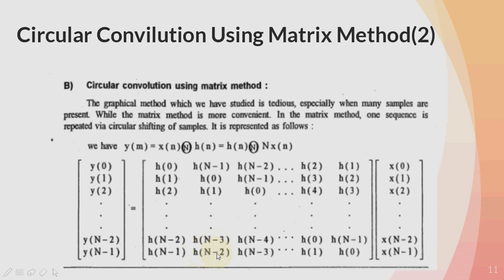Again h of n minus 2 is shifted to the third column top. So the previous column is as it is. Next h of n minus 3 is shifted to the next column and so on. This shifting continues until your original sequence is obtained. So this circularly shifted signal is multiplied with your second input sequence, and the output of the multiplication is nothing but the circular convolution using the matrix method.